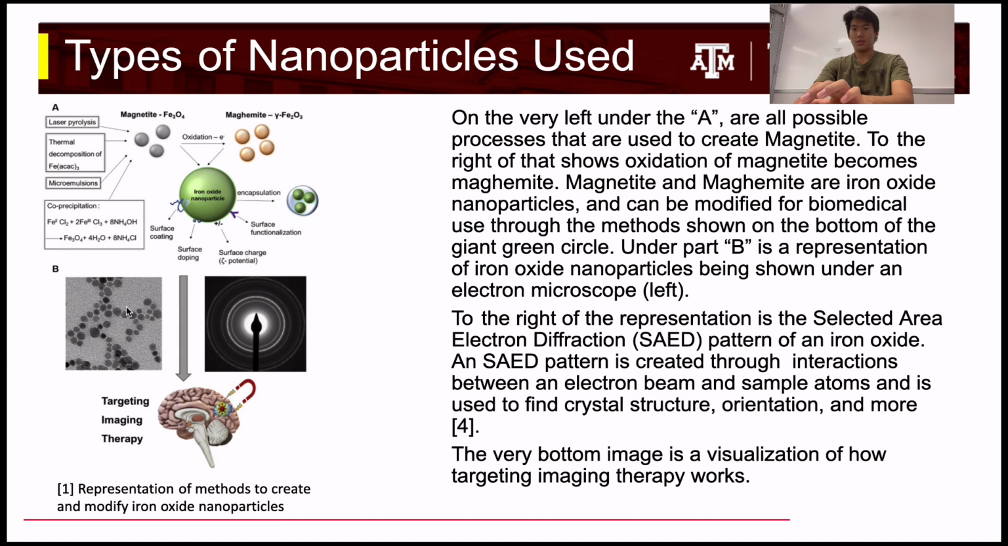To the right of the representation, under B, is the image under an electron microscope. This is showing the iron oxide nanoparticles, and to the right of this is the selected area electron diffraction, or SAED, pattern of an iron oxide. An SAED pattern is created through interactions between an electron beam and sample atoms and is used to find crystal structure, orientation, and more. The very bottom image is a visualization of how targeting imaging therapy works.